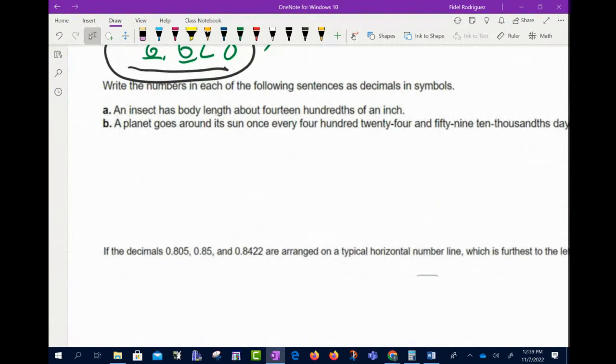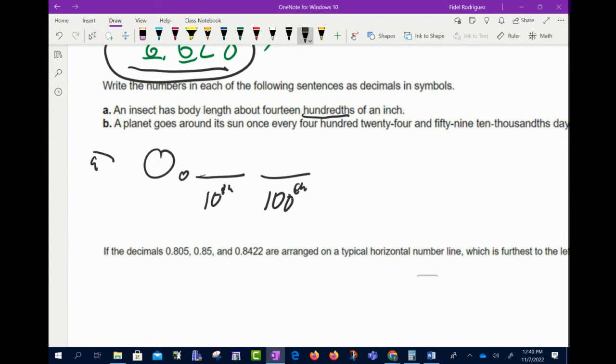So the directions for the next problem say, write the numbers in each of the following sentences as decimals and symbols, okay? So all they're asking me to do, y'all, is how would I write the number as a decimal? It says an insect has a body length of about 14 hundredths of an inch. First thing I notice, y'all, I don't see the word and. So the number in front of my decimal point is going to be a 0. Now remember, the first number is the tenths. The second number is the hundredths, right? And I'm going to stop there, y'all, because we're talking about 14 hundredths of an inch. So for part A, how would I write this?